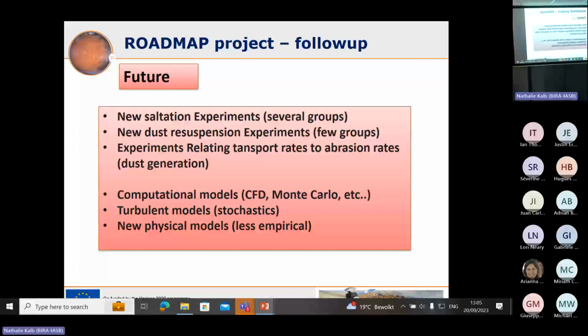Okay, so I like to see the far future. So I ask you a question about the far future. If you had the possibility to send an instrument on Mars to study saltation and resuspension, what kind of instrument would you send?